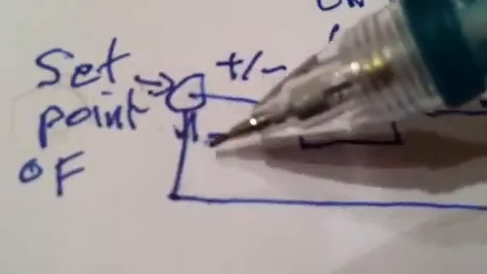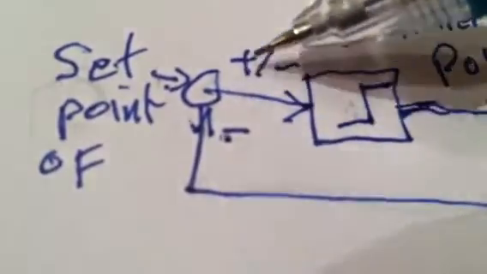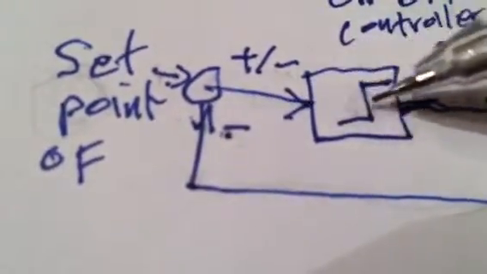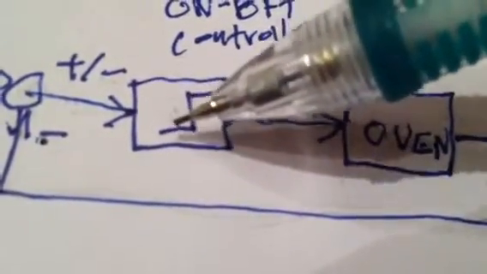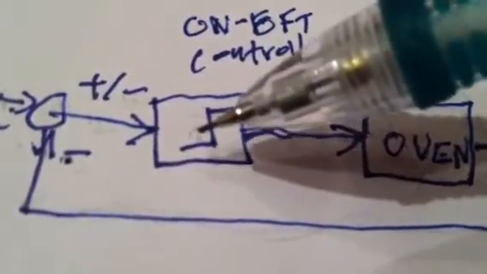So let's say we turn our oven temperature set point to 500, and let's say the oven has been at 400. This comes over here, and 400 subtracts from 500 to give plus 100, which goes into this controller block. This block represents the controller, where there's some mechanism that tries to control the oven. That's the purpose of it.